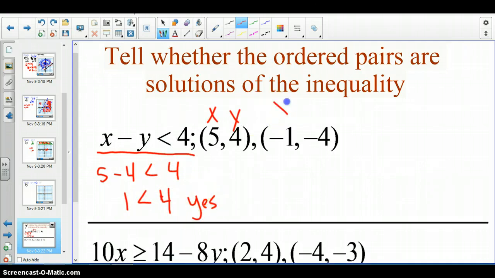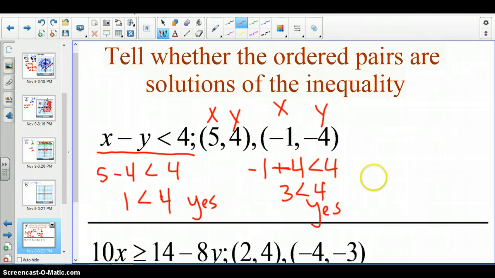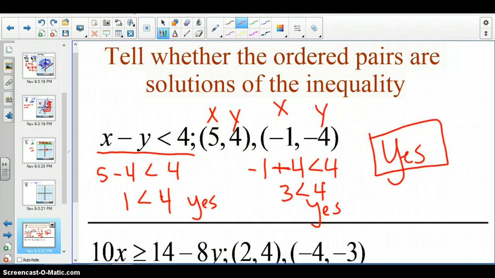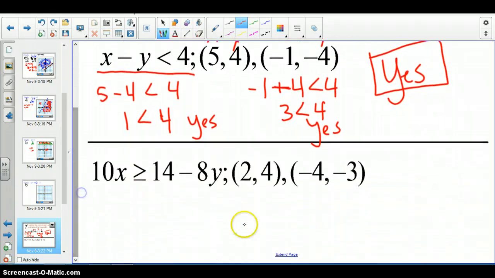Now we need to see if the other ordered pair makes this true. So negative 1 minus a negative 4 becomes positive, less than 4. 4 minus 1 is 3. Is 3 less than 4? Yes. So both of our ordered pairs made this true. So our overall answer is yes, because we want to know if both ordered pairs are solutions of the inequality. If one of these ordered pairs was not a solution, then our overall answer would be no, because we want to know if both of them are.